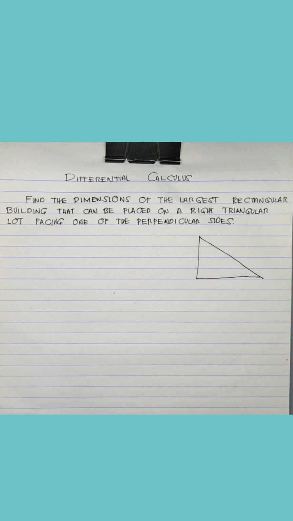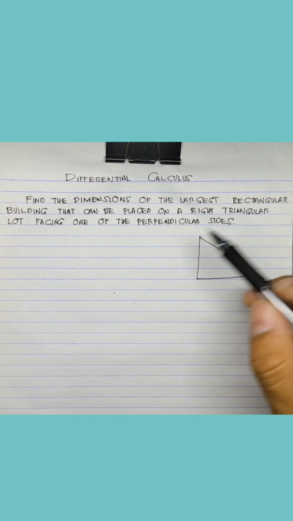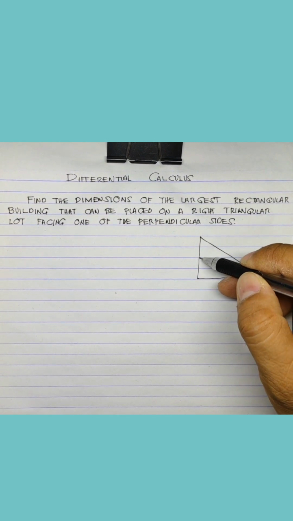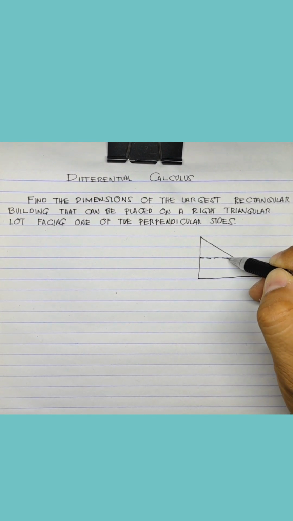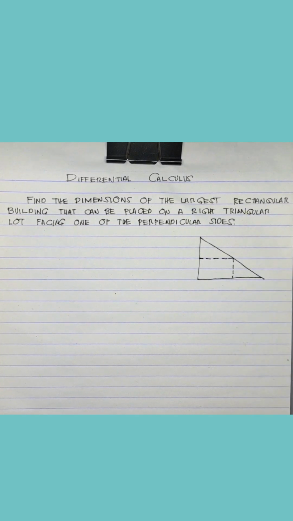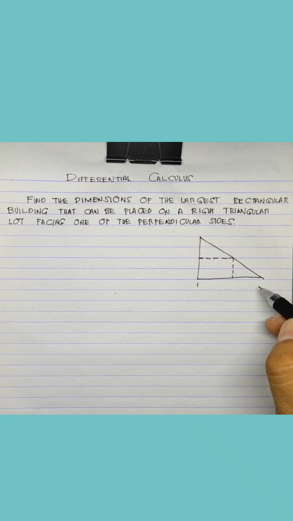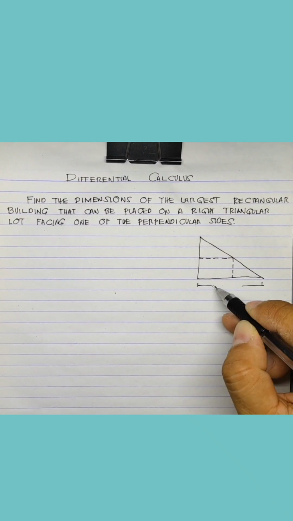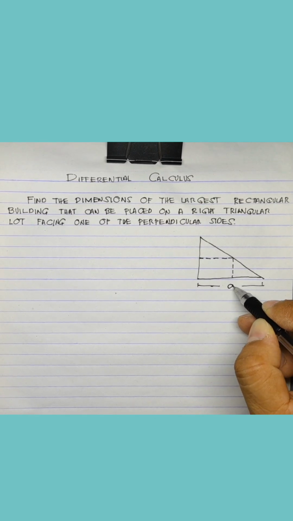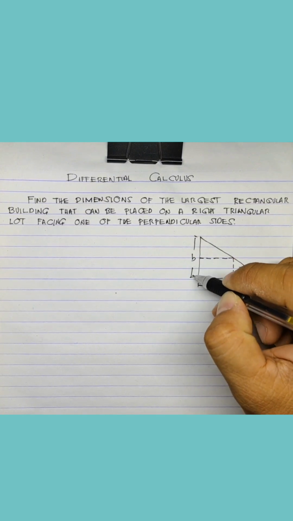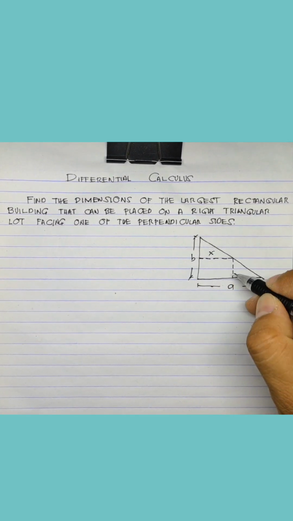So here in the problem, what is the largest rectangular building that can be placed on a right triangular lot? So assume this is the building. Let's assume this one as dimension A, this one is dimension B, so this is X and Y.